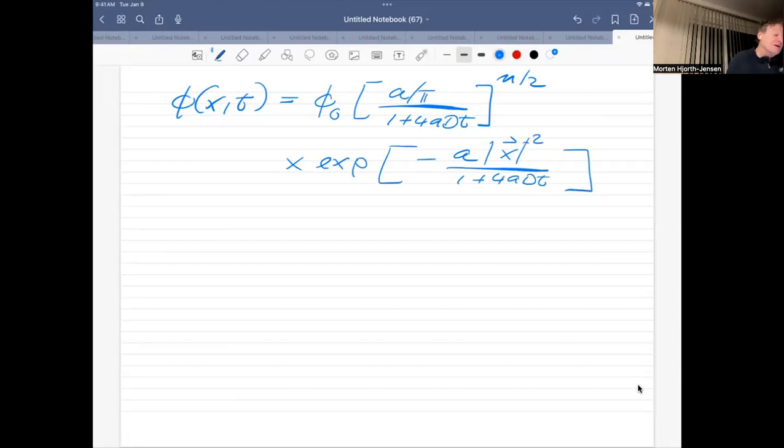So what we see is that an initial Gaussian maintains a Gaussian form, with its squared value, which you see here, now going like 1 plus 4a dt. And that means that it is spreading linearly with time. And the peak at x equal to 0 drops as a function of time to the power of minus 1/2. So what we see here is that an initial Gaussian remains a Gaussian.